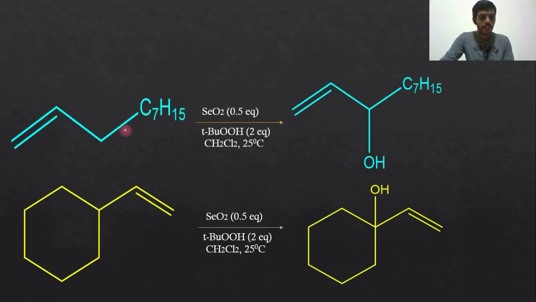See this example. This is vinylic and this is allylic. In presence of selenium dioxide, the oxidation happens at the allylic position. So the alcohol group is added over this group. You see here, this is the vinylic and this is allylic. This center is the allylic center. So the alcohol adds over here, forming the compound. Here, selenium dioxide in presence of tertiary butanol in DCM at 25 degrees centigrade, the product is obtained.